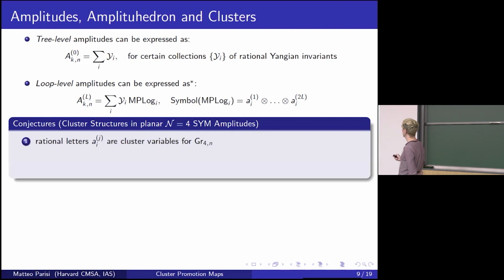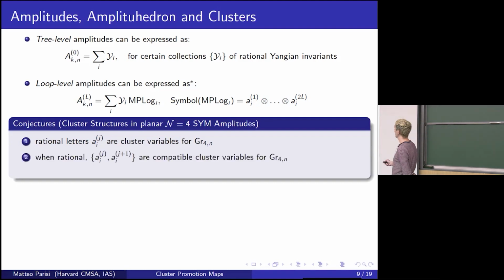And in this scenario, the direct connection with cluster algebras can be phrased by summarizing the following cluster conjectures. The first one was that all the rational letters appearing here in the amplitudes are actually cluster variables of the Grassmannian Gr(4,n). Whenever they are rational, adjacent pairs in these words are compatible cluster variables for the Grassmannian Gr(4,n).